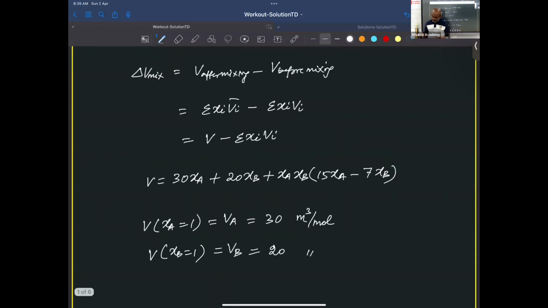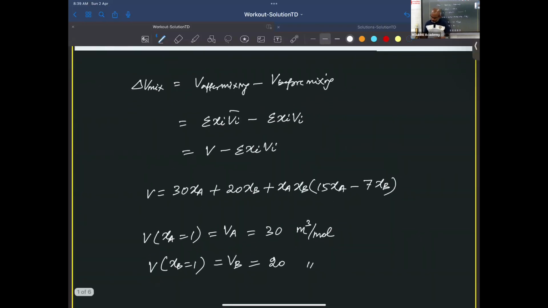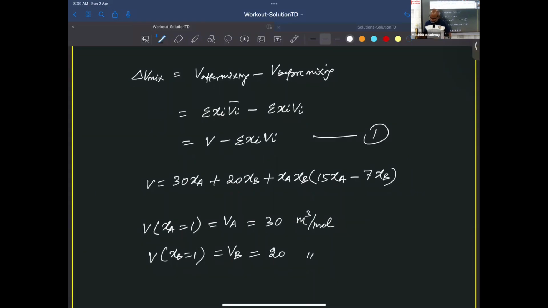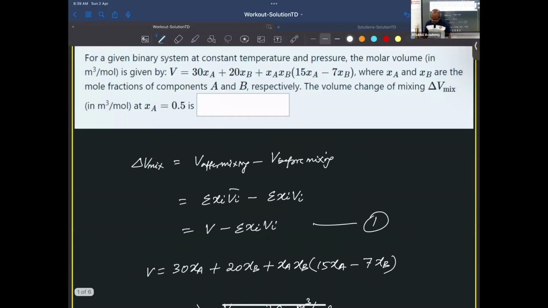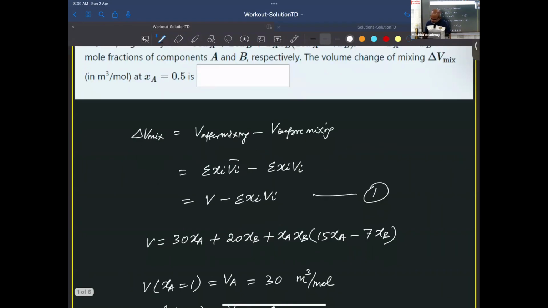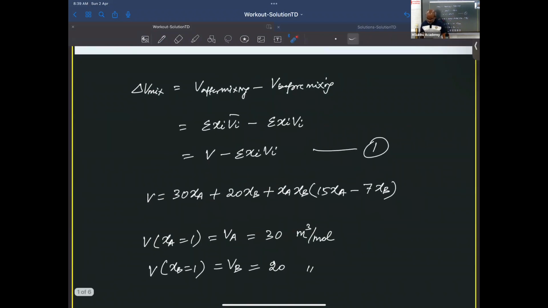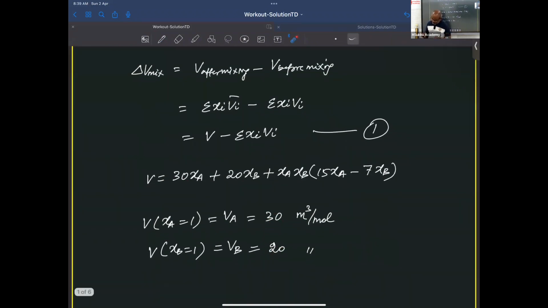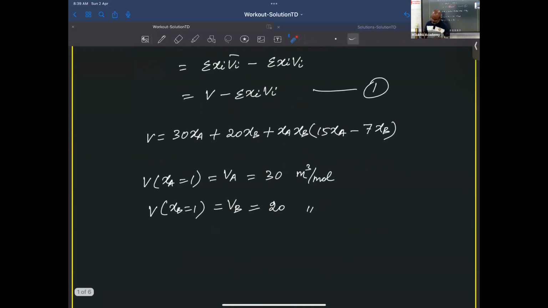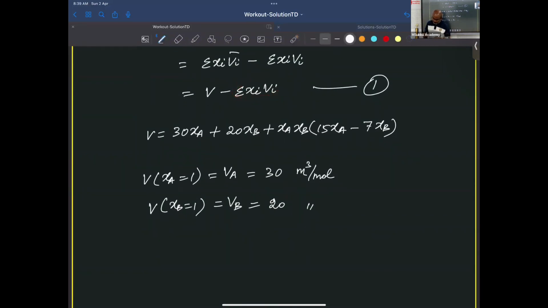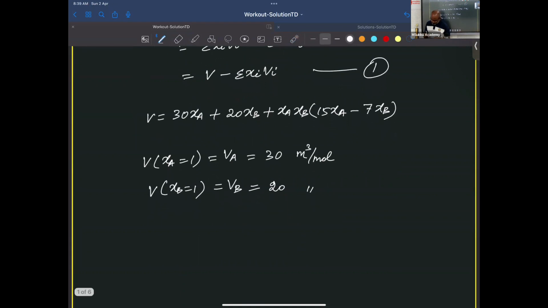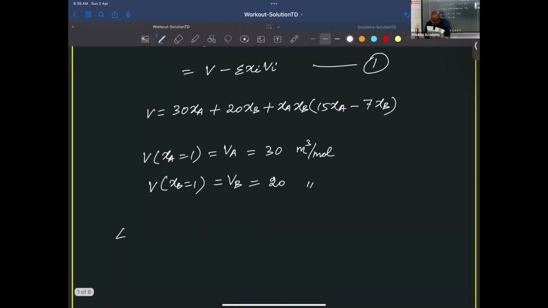So what is the expression for delta V of mixing? V minus sigma xi vi. So this entire quantity minus this, you have to substitute. In addition, there is also a term xA, I'll write it now. So delta V of mixing equal to V, which is 30xA.